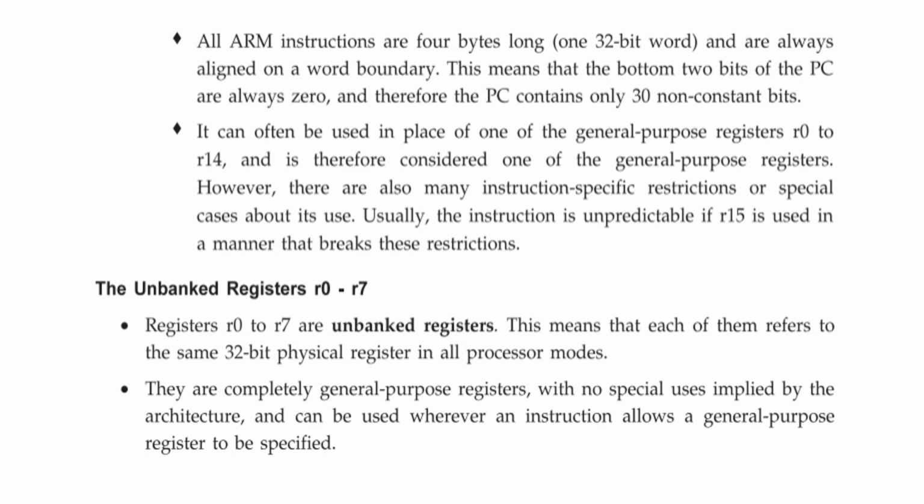All ARM instructions are 4 bytes long, as you know, and are always aligned on a word boundary, right? This means that the bottom 2 bits of the program counter are always 0, okay? And therefore the program counter contains only 30 non-constant bits, right? So it can often be used in place of one of the general purpose registers, R0 to R14, and is therefore considered one of the general purpose registers.